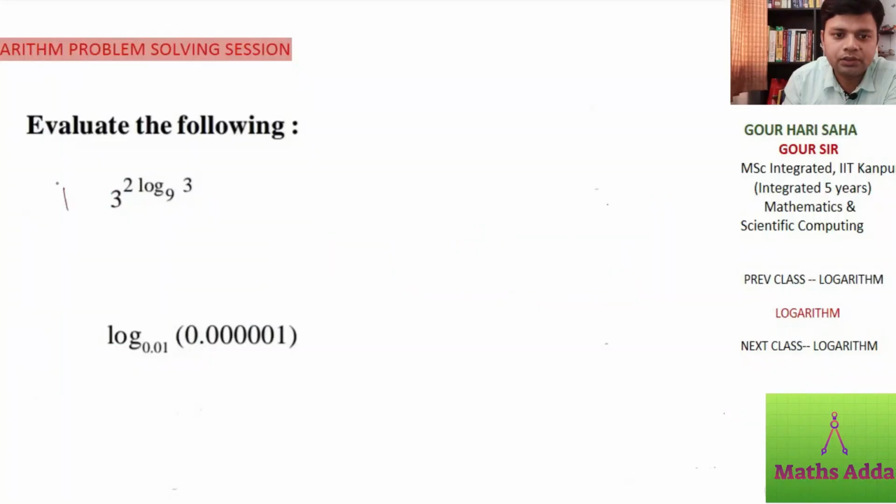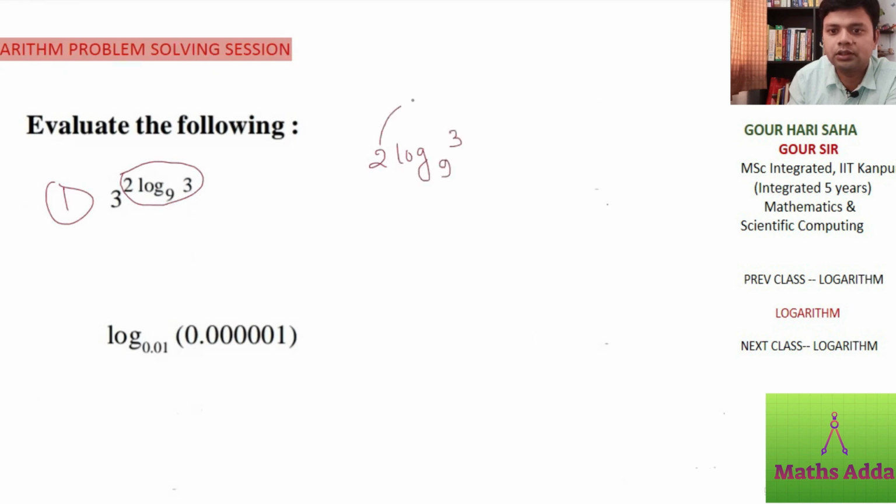First question is 3 to the power 2 log 3 base 9. So how to solve it? 3 to the power this. So this is a log term. Can we simplify it? It is 2 log 3 base 9. This will become a power of 3. Which formula? Log of m to the power n base a is equal to n log m base a. Right? Look from this side.